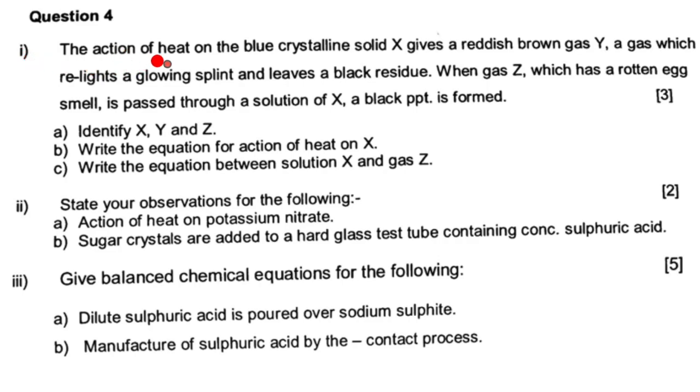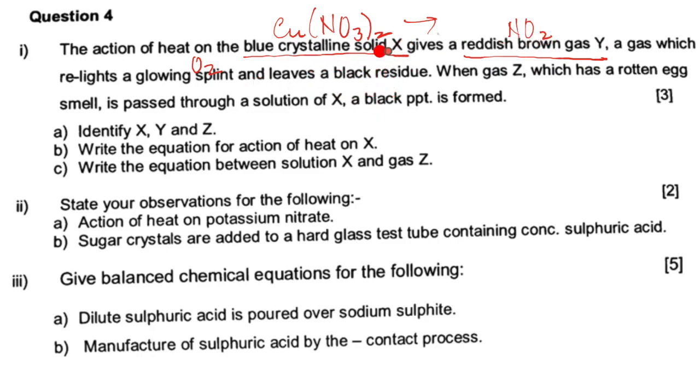First part, the action of heat on blue crystalline solid X. Now blue means it will be copper, and it gives a reddish brown gas, that means it's NO2 gas, which means it has to be copper nitrate. And a gas which rekindles the glowing splint means it is oxygen. So this on heating gives us CuO, NO2, O2.